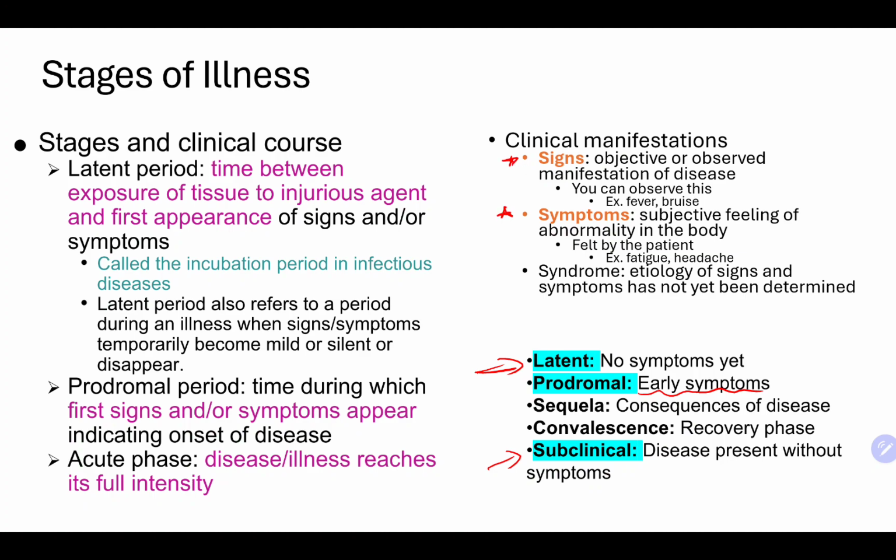Be mindful of symptom versus sign. A sign is going to be an objective or observed manifestation of the disease. So you can observe a fever, you can observe a bruise on someone's skin, but a symptom is something that's only going to be really felt by the patient. So if I'm the patient, I feel fatigue, or I feel nauseous, or I have a headache, something like that. So symptoms are what the patient feels. A sign is what you can see. And again, remember these stages of illness.